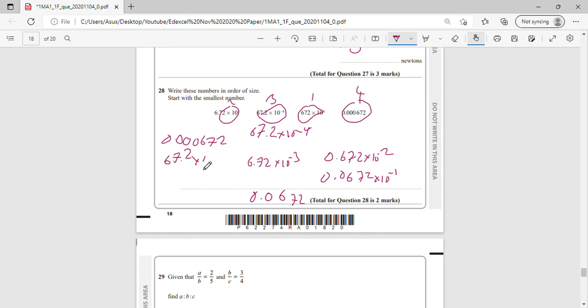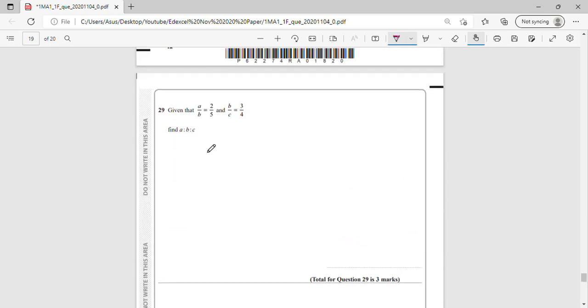62.2 times 10 to the minus 4. Sorry, this is a complete mess. 6.72 times 10 to the 5, and then the last one, 672 times 10 to the 4. So that is the order, smallest to largest. Alright, last two questions, let's go.